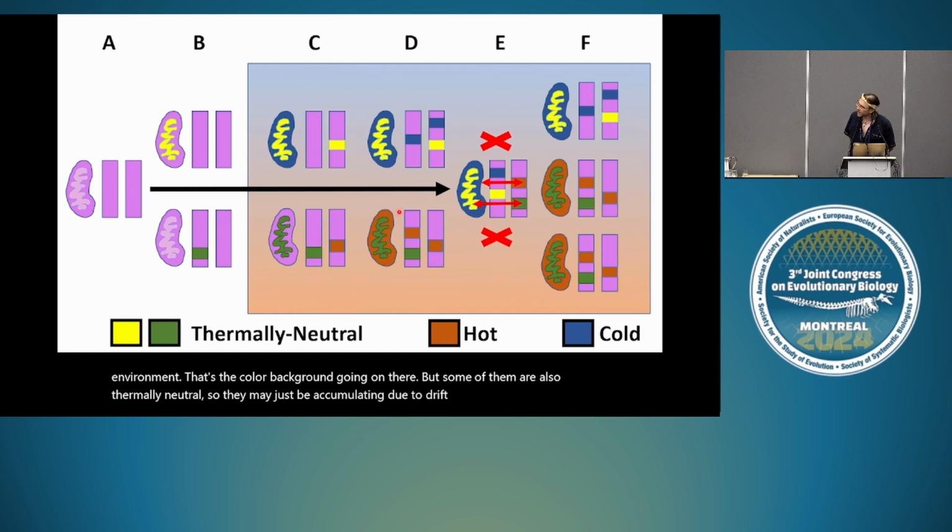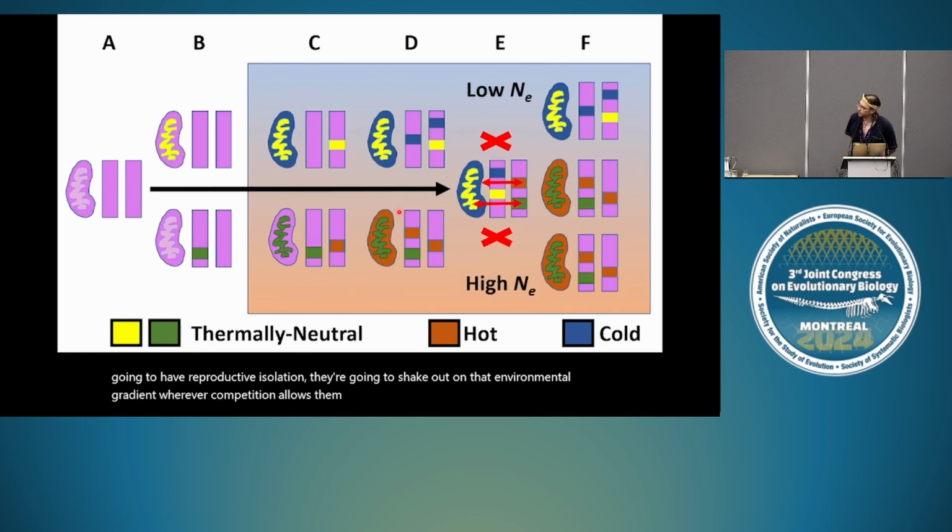Whatever the case, when those organisms come back into secondary contact, they're going to potentially have two different forms of mitonuclear incompatibility. One is incompatibilities between hot adapted and cold adapted genes, and another is just between differences that have nothing to do with climate and have just accumulated due to genetic drift. And so they're going to have reproductive isolation. They're going to shake out on that environmental gradient wherever competition allows them to.